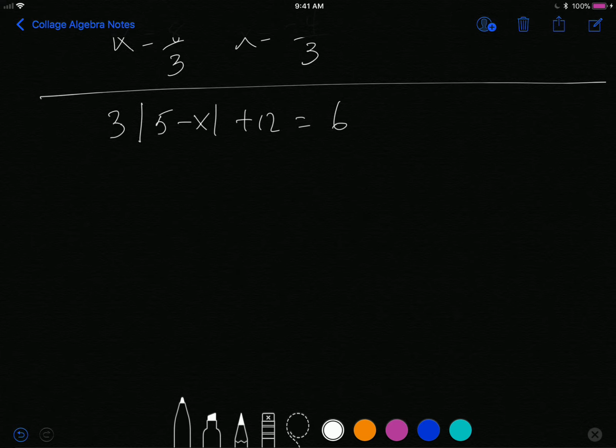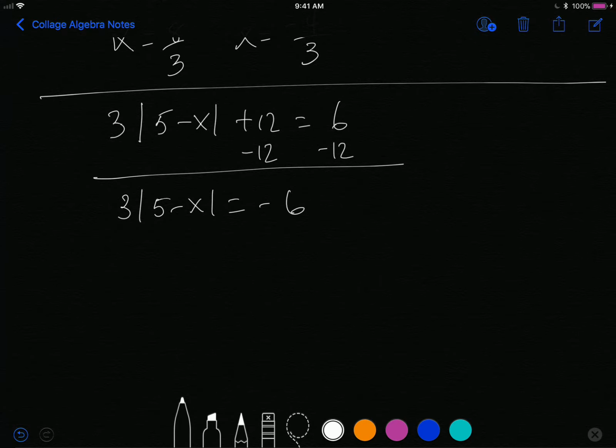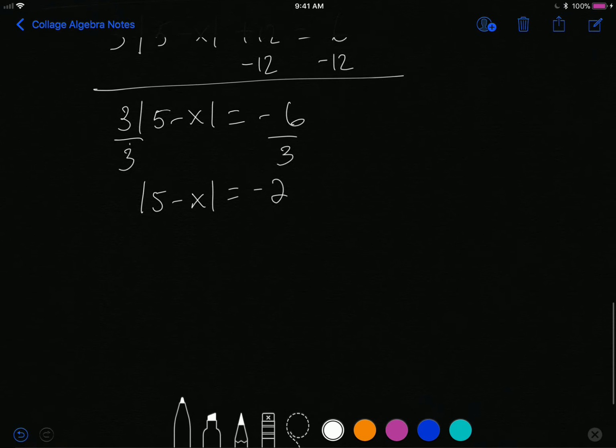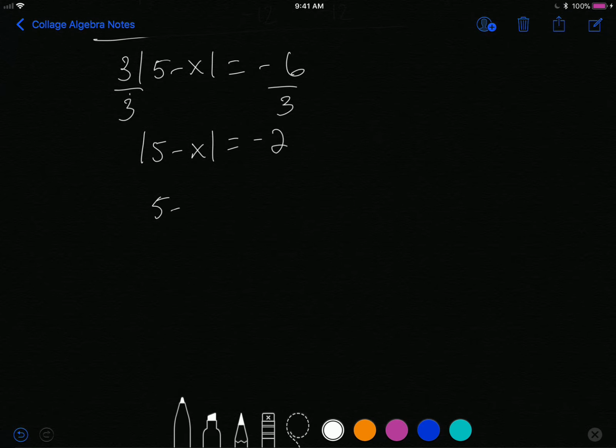So what I'm going to do is subtract 12 from both sides. And I will have 3 times the absolute value of 5 minus x is equal to negative 6. Divide by 3. Divide by 3. Absolute value of 5 minus x is equal to negative 2. And now I drop my absolute value, and so I have a plus and minus on either side of my equation. So I have 5 minus x is equal to plus or minus negative 2.